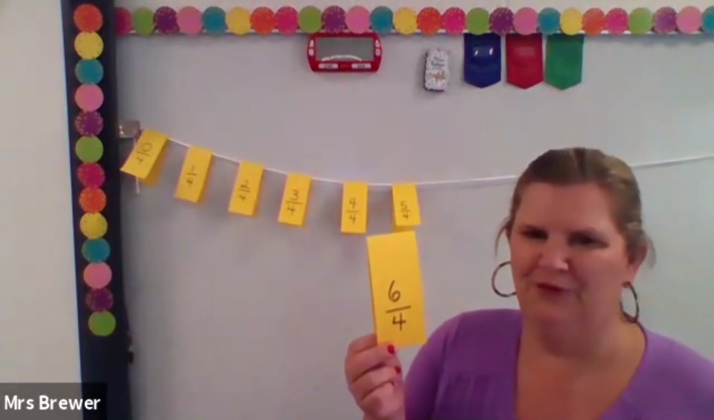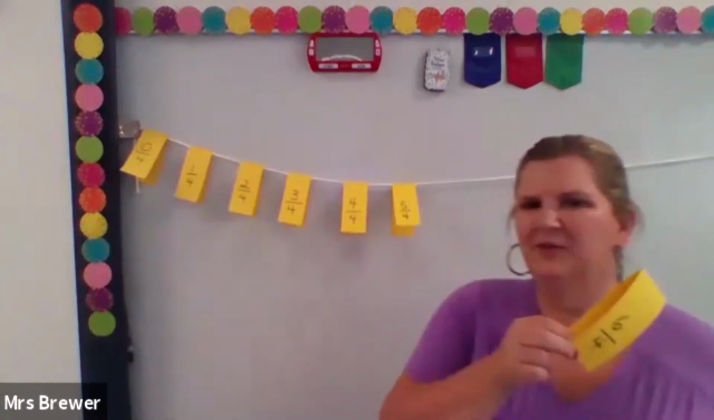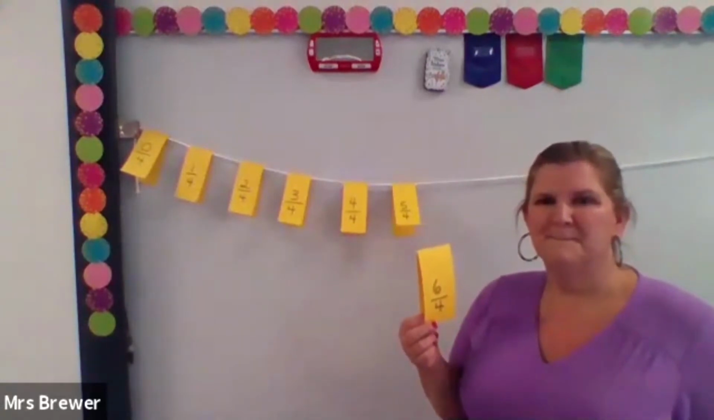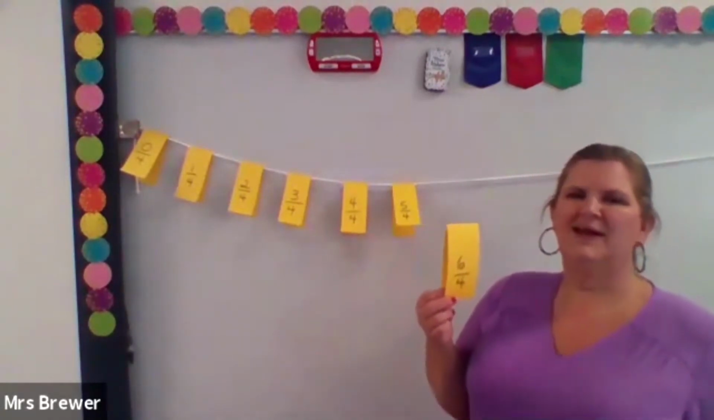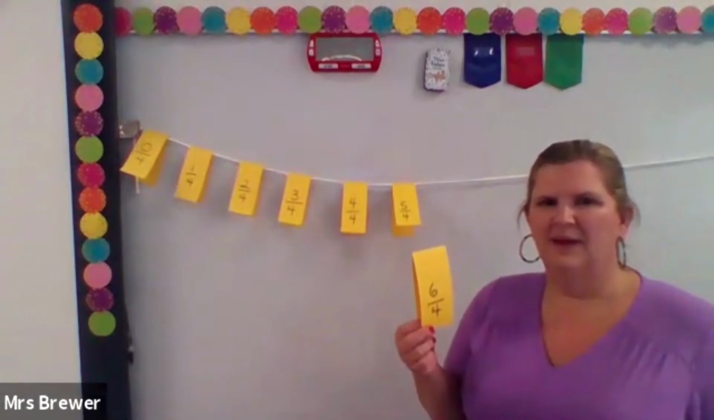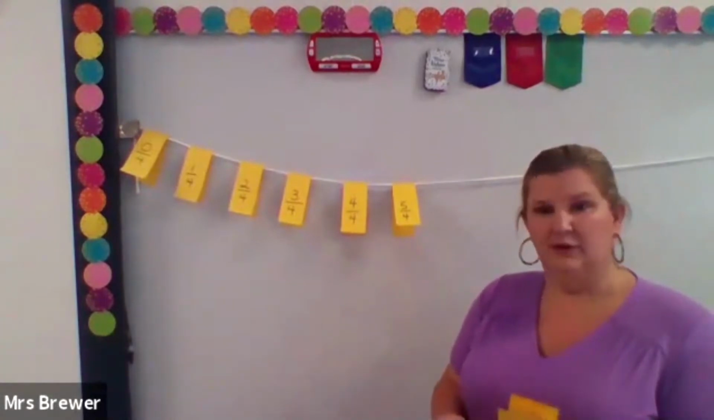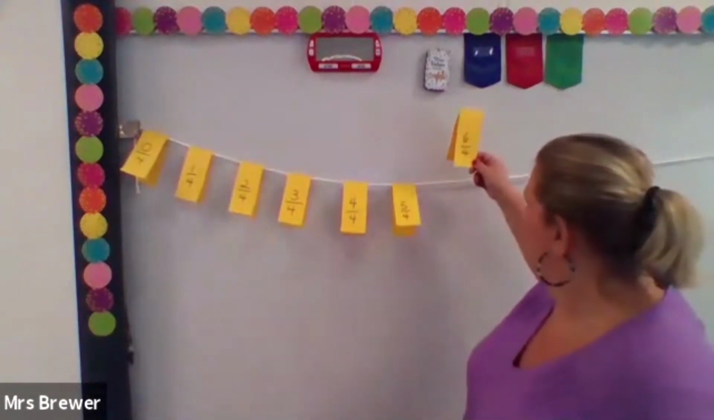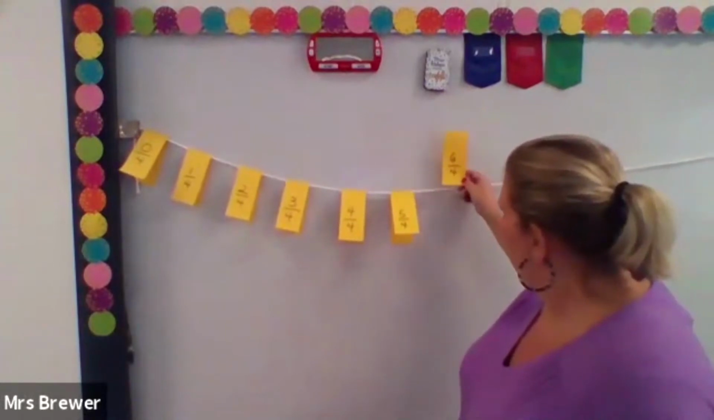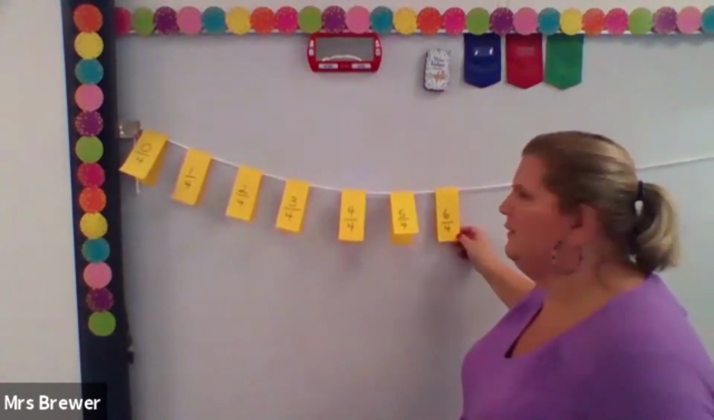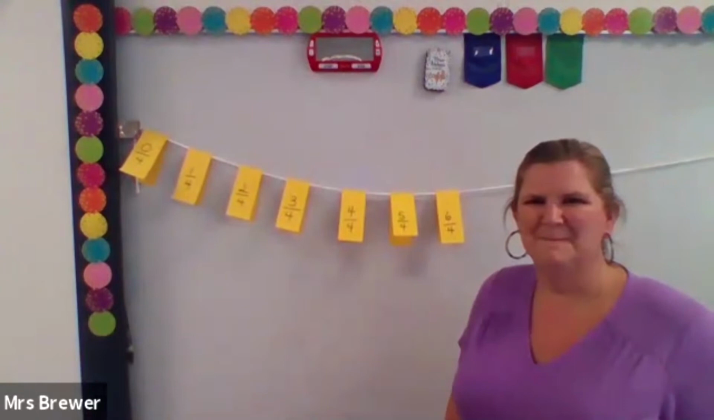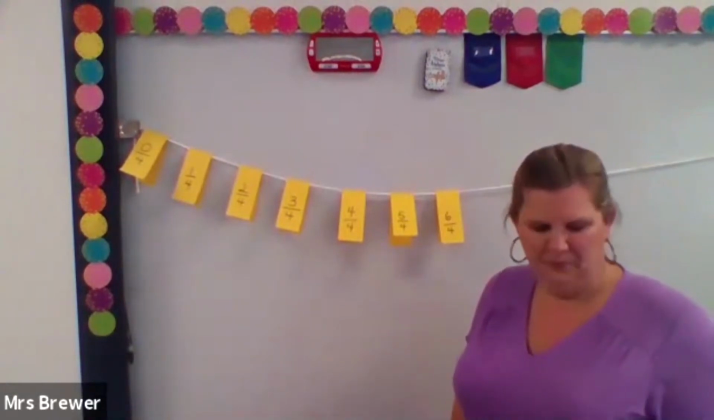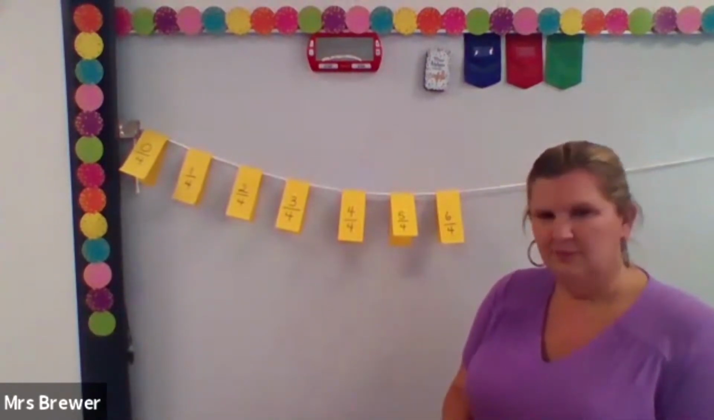Here's my next one, boys and girls. You ready for it? 6/4. Where do you think 6/4 would be? If you think this way, lean this way. If you think this way, lean that way. Oh, a lot of you leaning this way. And you are exactly right, boys and girls. So 6/4 would go right here. And that one line's getting a little heavy, isn't it? We're adding more numbers to it. Okay? So, next one.